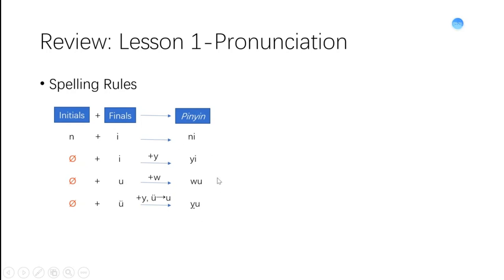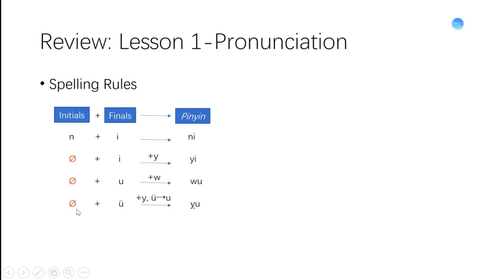So how to read it again? This pinyin syllable is read as E, and this one U, and this one Ü. When it's a real U, we add a letter W. When it's a Ü, we add a letter Y. So don't make a mistake. It can be a little bit confusing.